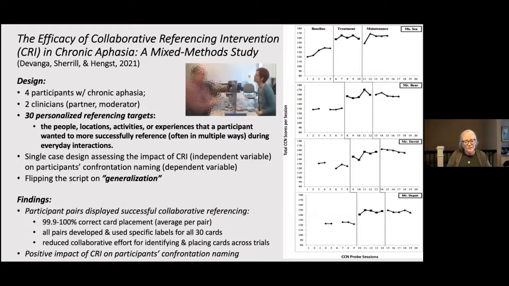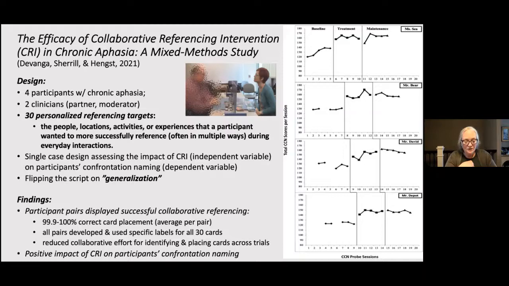So Suma's dissertation has continued research exploring the efficacy of the CRI. Her dissertation replicated the pilot with 4 additional participants with chronic aphasia, using 2 clinicians, partner and moderator, as the moderator and the gaming partner. She also used 30 personalized referencing expressions for each participant, and we made special individualized photos for them. And again, I want to reiterate that personalized referencing targets are not words. These are the people, locations, activities, and experiences that a participant wanted to more successfully reference, often in multiple ways, during everyday interactions.